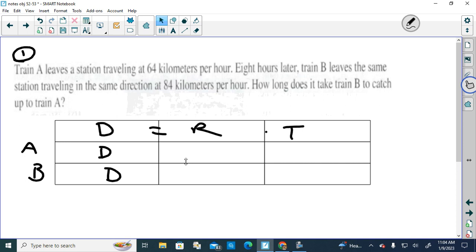Rate is going to be the speed that they're going. So train A is going how fast? 64 kilometers per hour. Okay, so that's going to go in here. Train B is going how fast? 84. Okay. I don't know on train B how quickly they're getting there, but train A gets there how much quicker? Right, 8 hours before. So you can flip these, you can do a minus on here, but we don't like to work with subtraction.